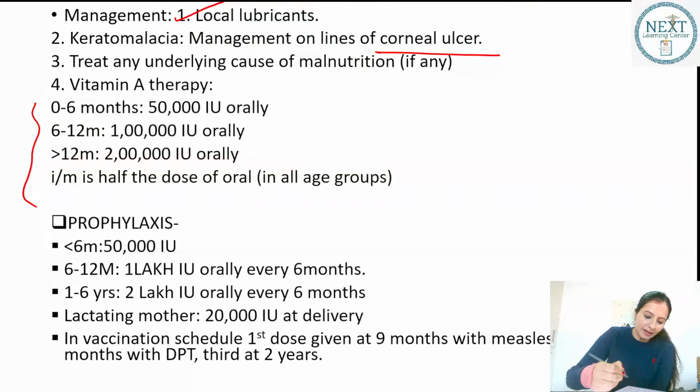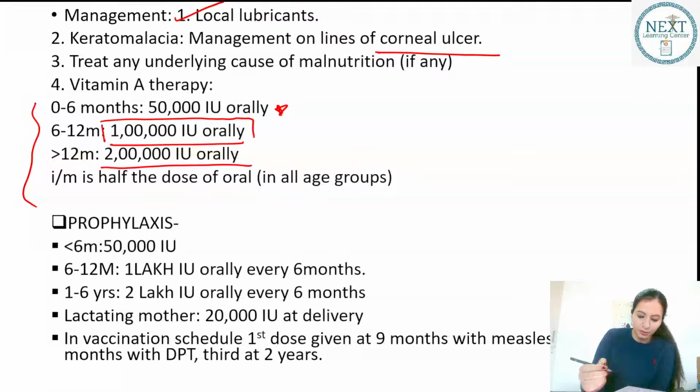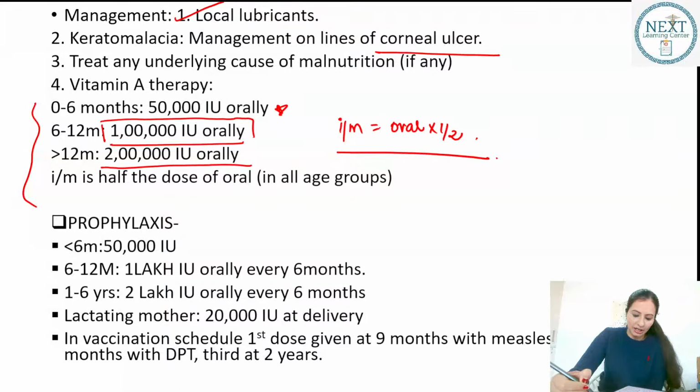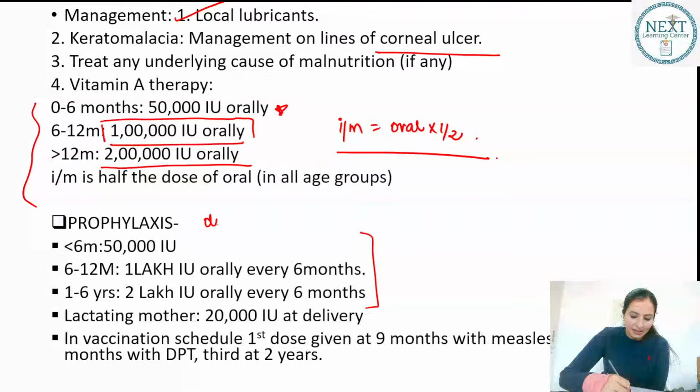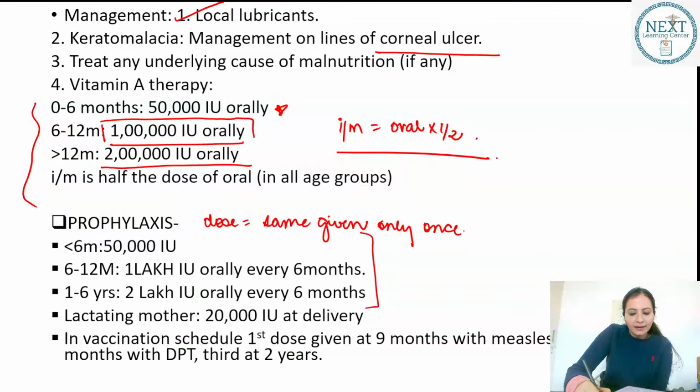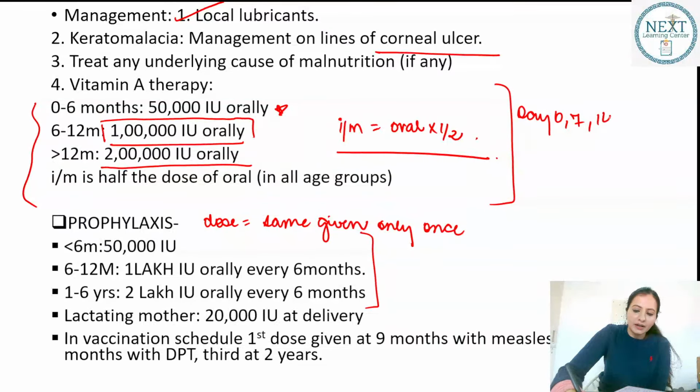And vitamin A therapy: 0 to 6 months you are going to give 50,000, 6 to 12 months 1 lakh international units orally, and more than 12 months 2 lakh international units orally. IM dose is always half the dose of oral in all the age groups. If you talk about the prophylaxis, the dose remains the same, but it is given only once, and in therapy it is given on day 0, 7 and 14.